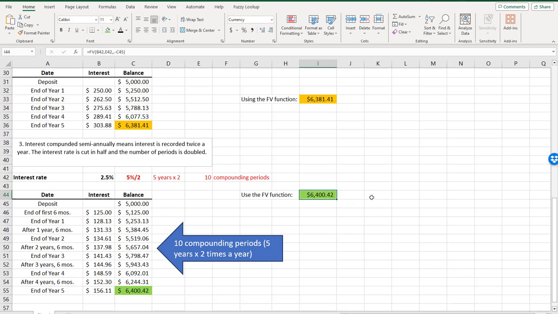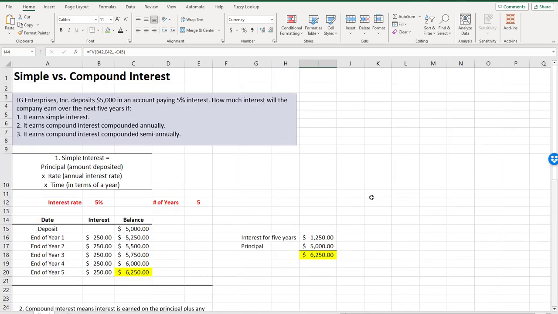Okay, so that's a quick lesson on the difference between simple versus compound interest.